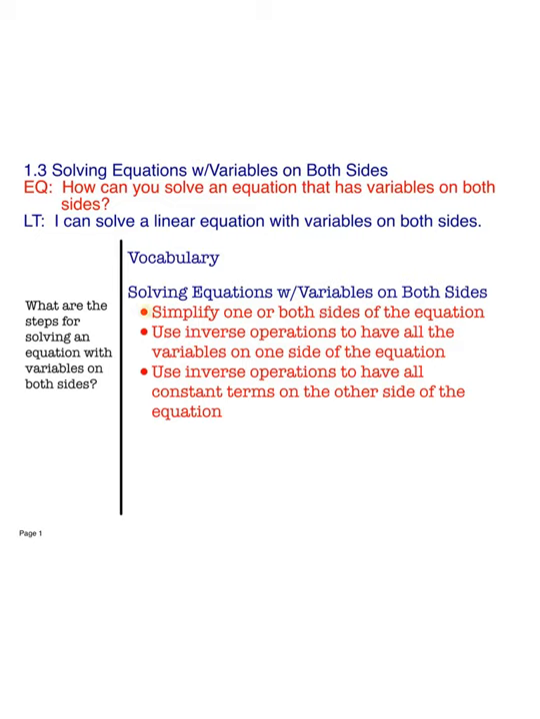So first, we're going to simplify one or both sides of the equation. We are going to use inverse operations to have all the variables on one side of the equation. So we're going to move all the variables, combine like terms to get them together. And reminder, inverse operations are operations that undo each other, like addition and subtraction or multiplication and division. We're also going to use inverse operations to have all constant terms on the other side of the equation. The goal is to, in the end, have a variable equals a constant.